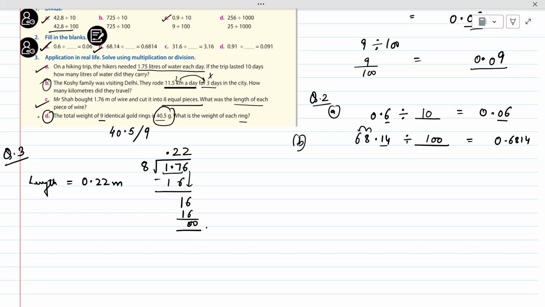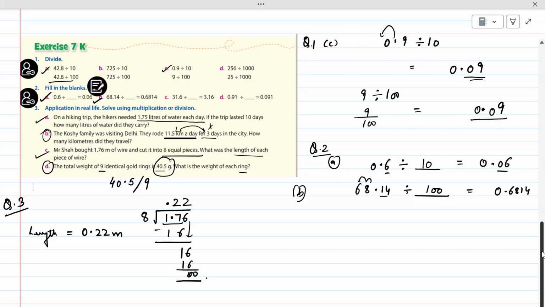Okay. So with this, we have covered the division concept of decimals, and in the next class we are going to move further in this chapter.